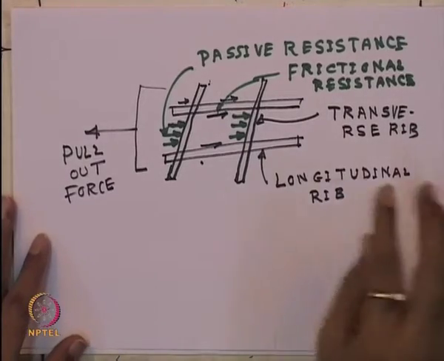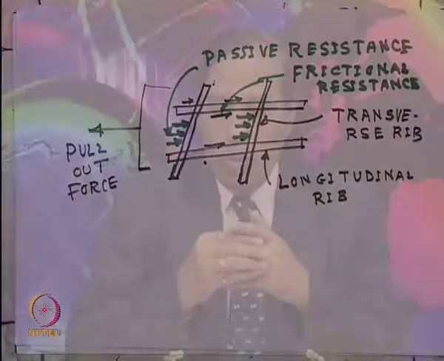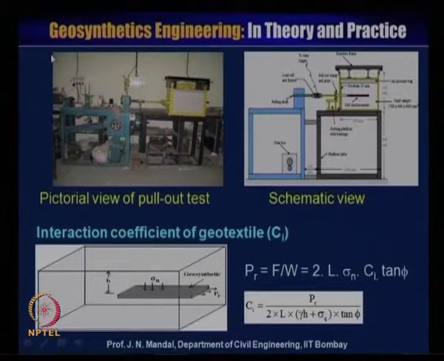So now you have some idea about what is interface friction and what is passive resistance, and what kind of material you can perform the test on for the interface friction as well as the passive resistance. Now I show some pictorial view of the pull out test, and this is the schematic diagram.